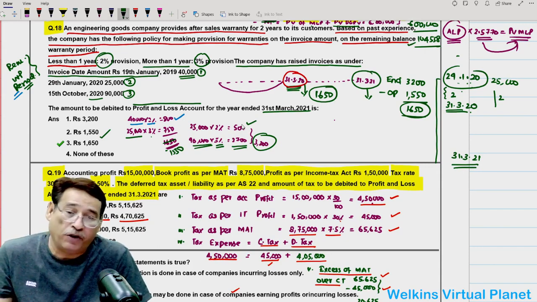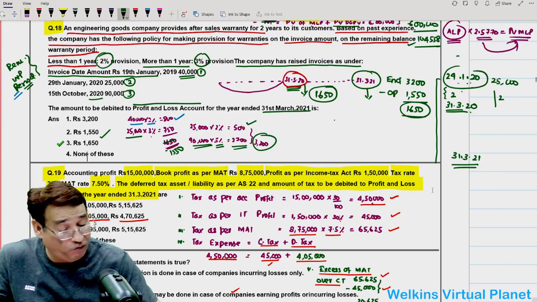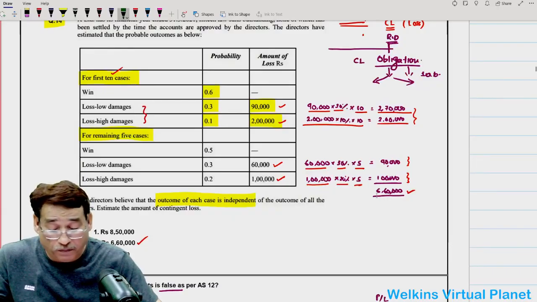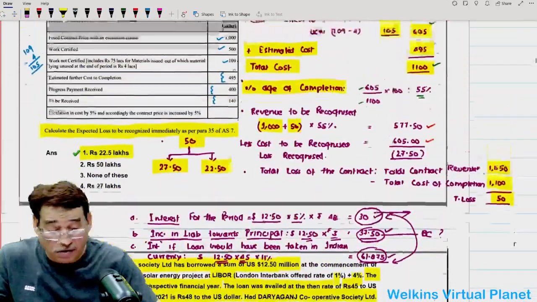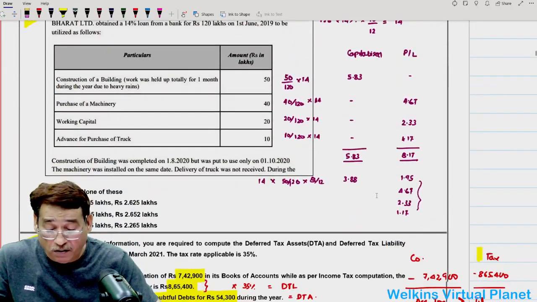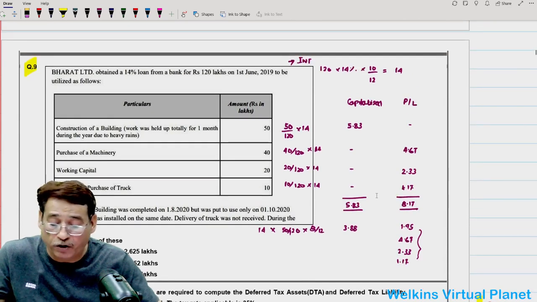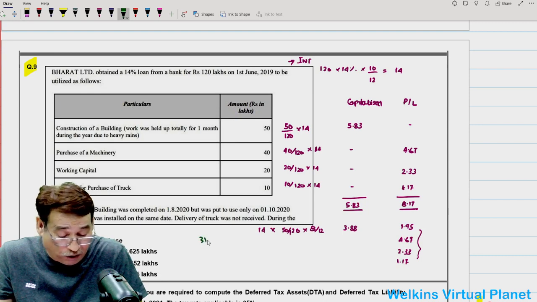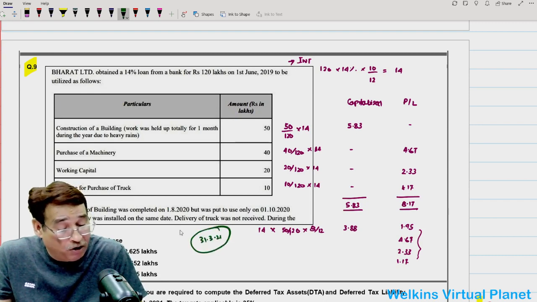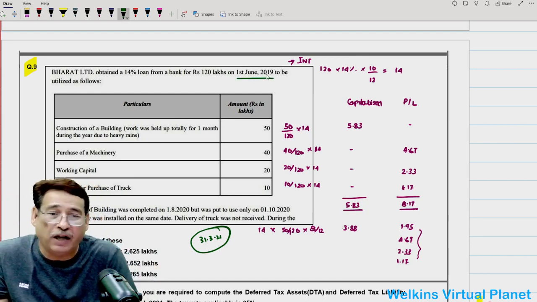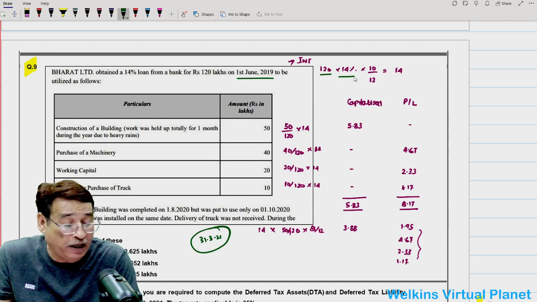So these are the first 20 questions. And in fact, I just want to tell you, I have solved this question. Yes, yesterday we were talking about question number 9. Honestly speaking, if we consider the date as 31st March 2021, you will solve this question in this fashion, because you took the loan on 1st of June 2019. So your total interest on 120 lakh at the rate of 14% will be for 10 months.